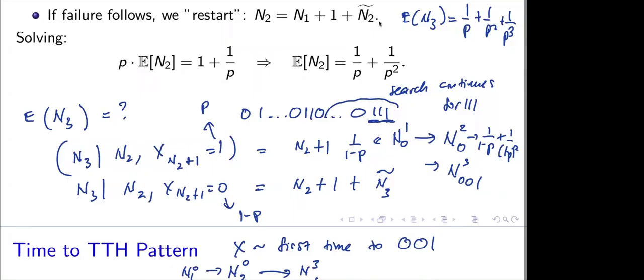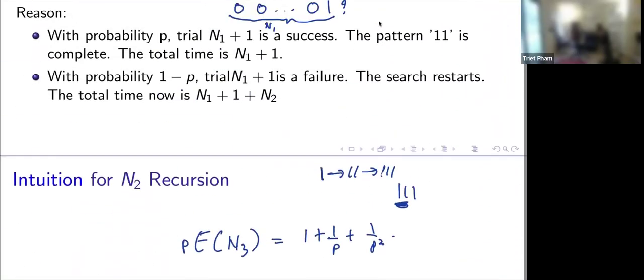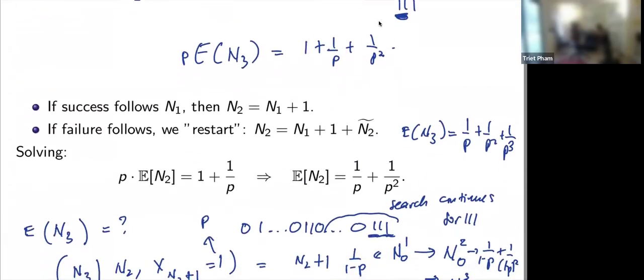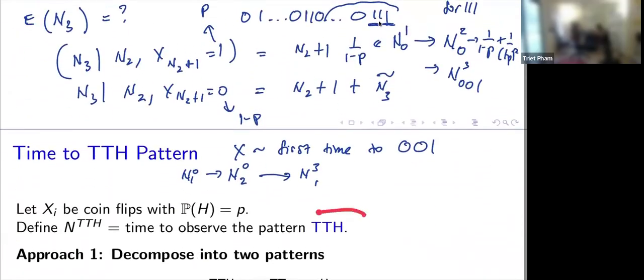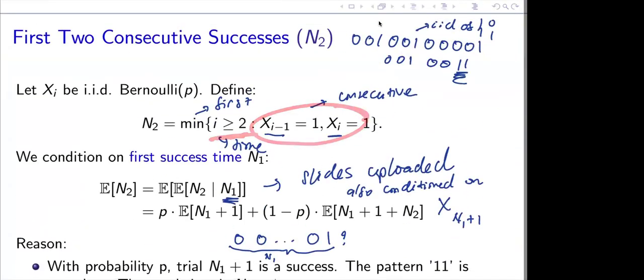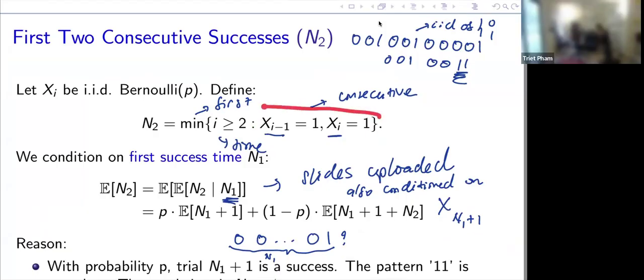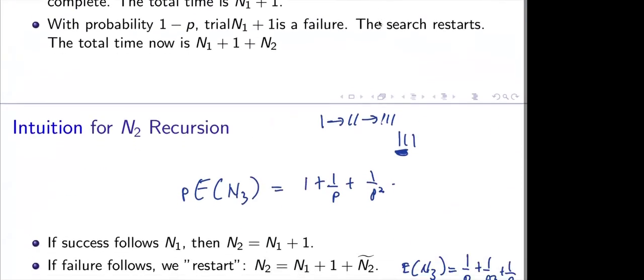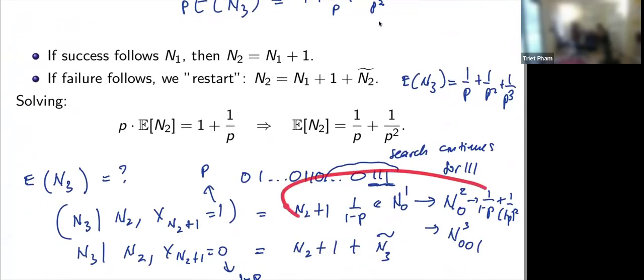Is writing n3 equals the min for i greater than or equal to 3, X_{i-2} equals 0, X_{i-1} equals 0, X_i equals 1, the same as what my classmate proposed? Yes, what you're going for is really a definition of what kind of time structure we're looking at here. You're symbolically expressing what that time is. And of course, maybe from that structure, you would do what I was saying. So, it's good.